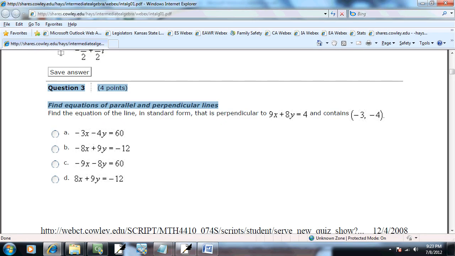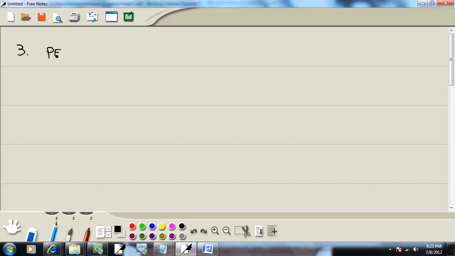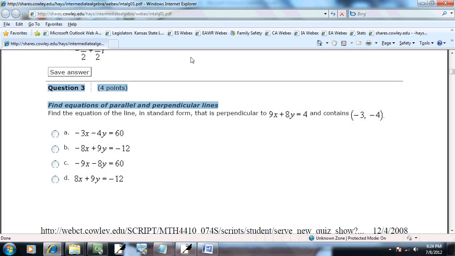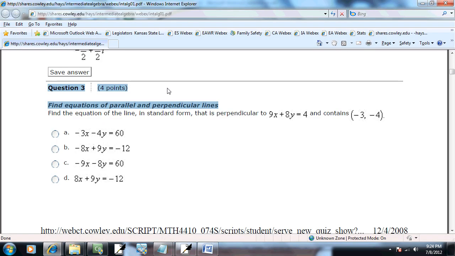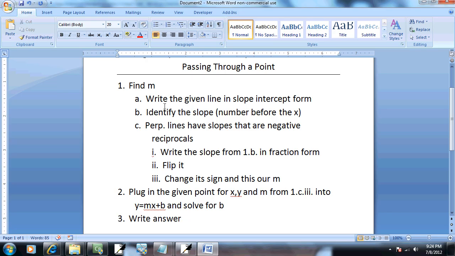Okay, so it's perpendicular to 9x plus 8y equals 4, and it passes through the point -3, -4. Now we're going to want our answer eventually in standard form, so we'll come back to that. Let's start going through our steps.